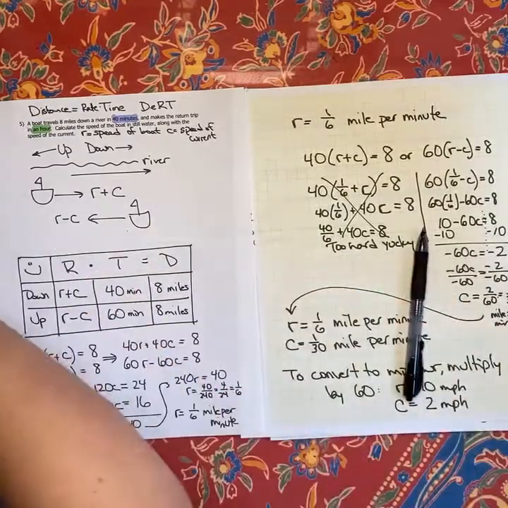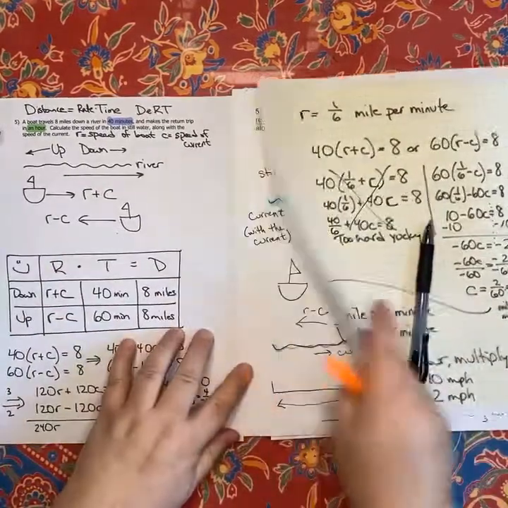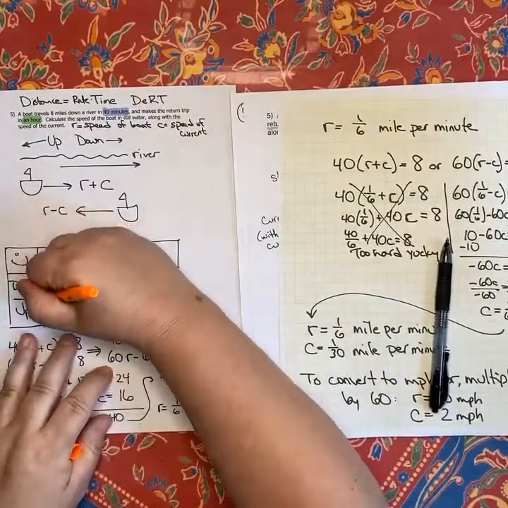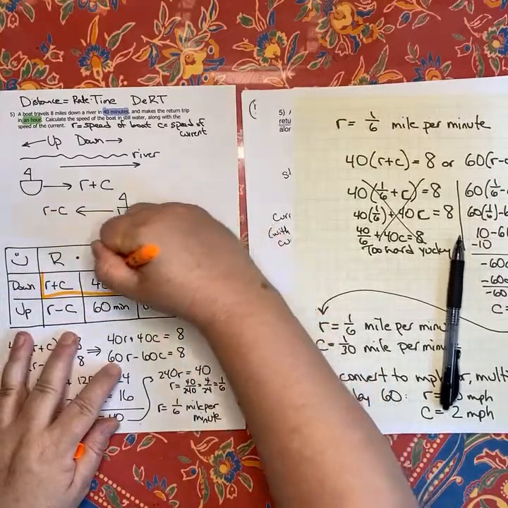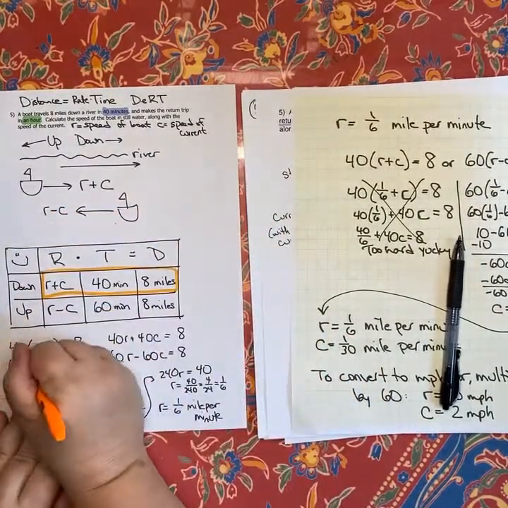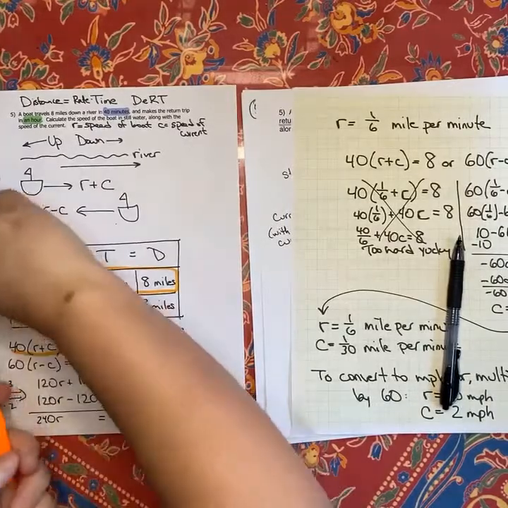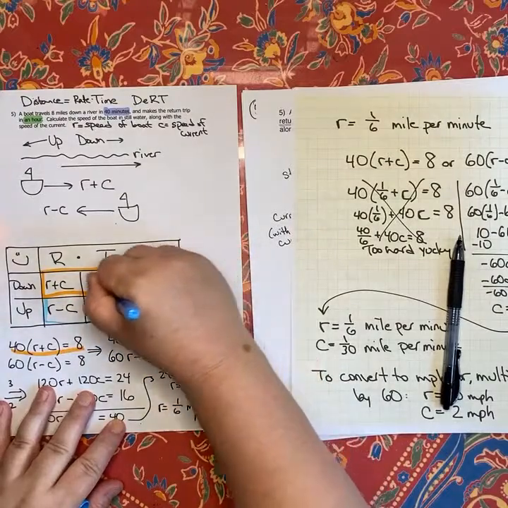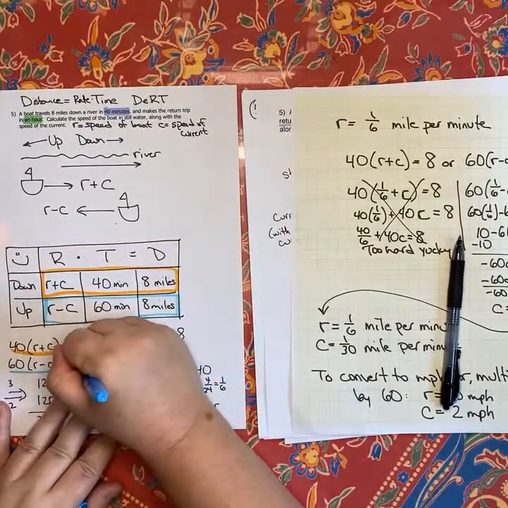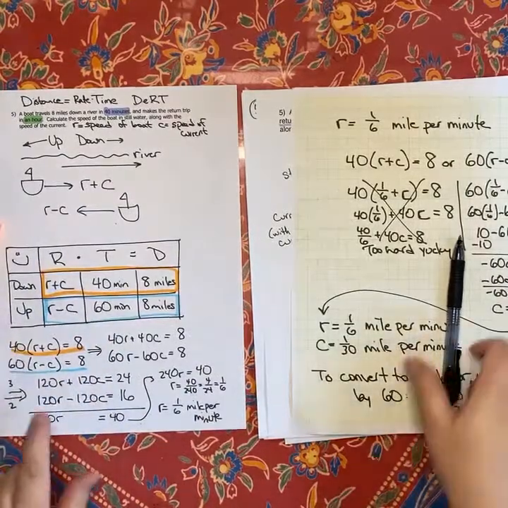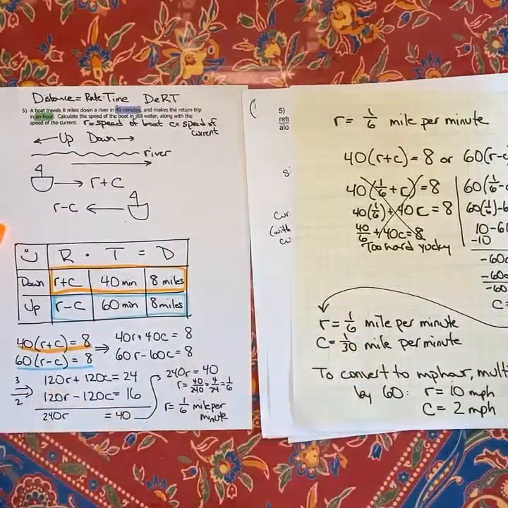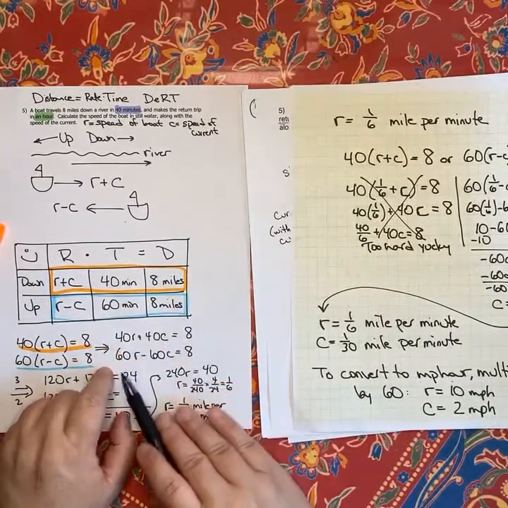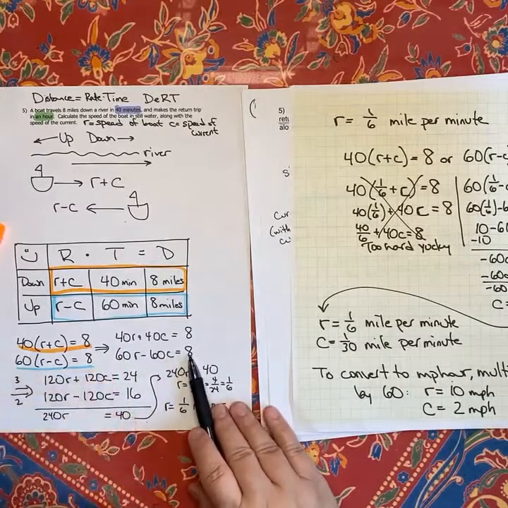From that, I used orange on top and blue on the bottom. So orange on top is this guy, which gives us that equation. And then blue on the bottom gives us that equation. Instead of clearing fractions, I multiplied out and I got 40r plus 40c equals 8, or 60r minus 60c equals 8.